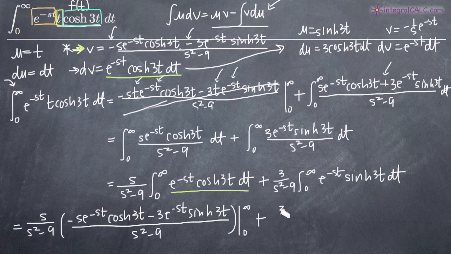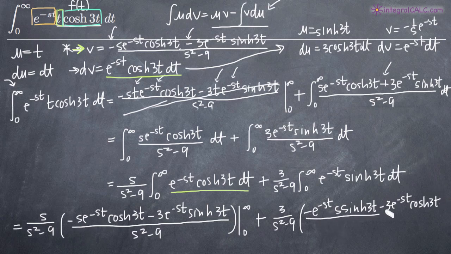What you'd find is that the integral was equal to the fraction negative e to the negative st times s times hyperbolic sine of 3t minus 3e to the negative st times cos of 3t all over s squared minus 9 again. And of course we'll be evaluating that on 0 to infinity as well.